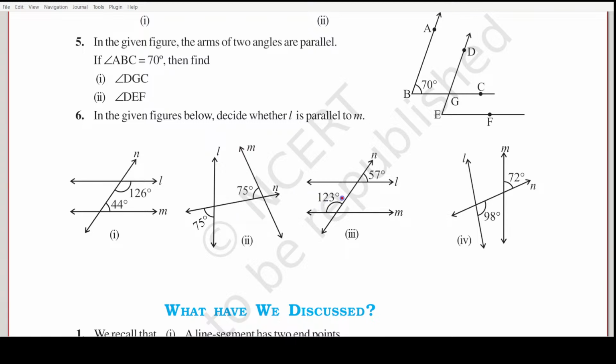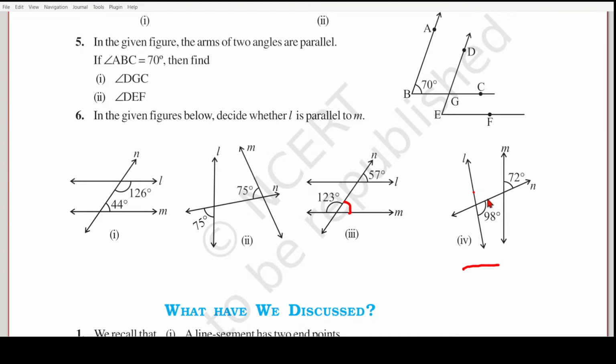Okay. See here. This is parallel. How parallel? Because 57 plus 123 is 180, right? Yes. What about the fourth one? What should this angle be to make them parallel?